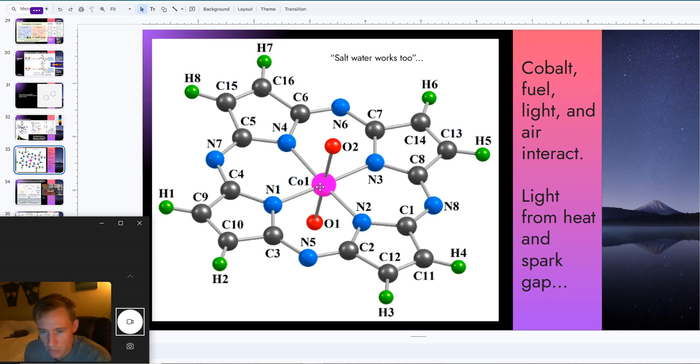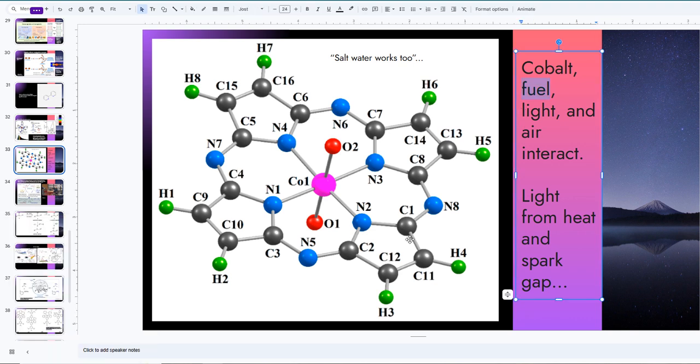So cobalt, center of the D block of the oscillator. Oxygen, magnetic. Nitrogen, and then carbon. See how it's like stepping up into the oscillator? And then you have the protium on the outside. And the protium is a pure positive and negative, right? So you have cobalt, fuel, light, and air. And your fuel can be water.